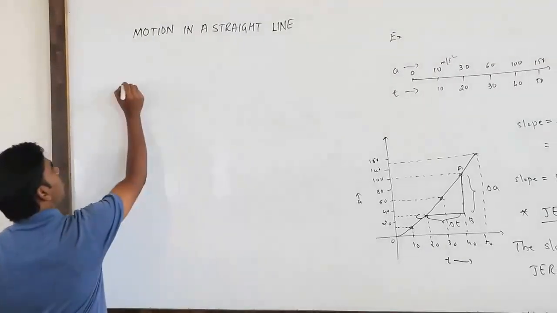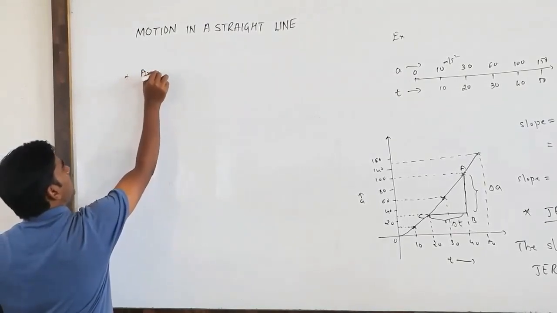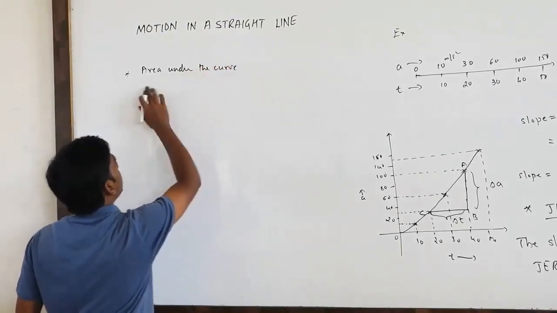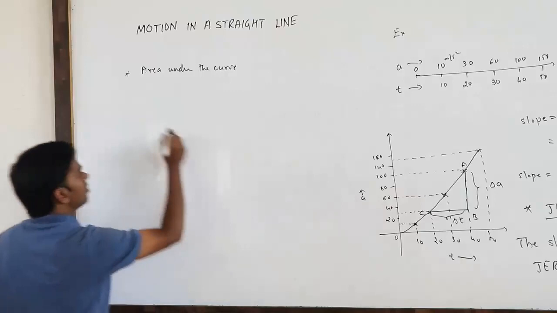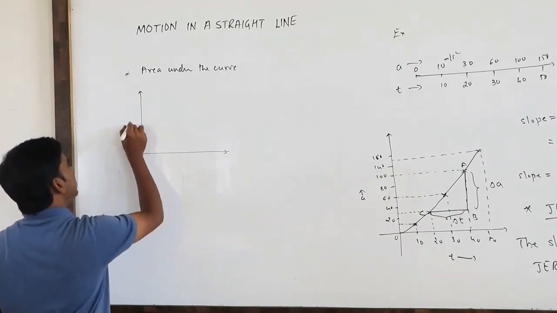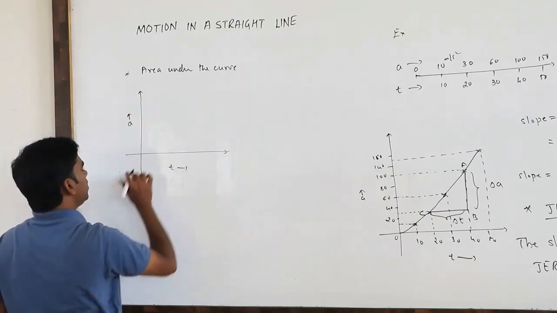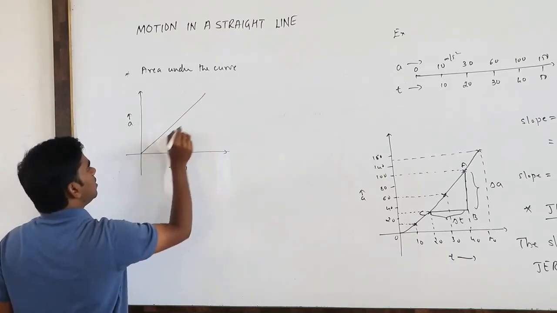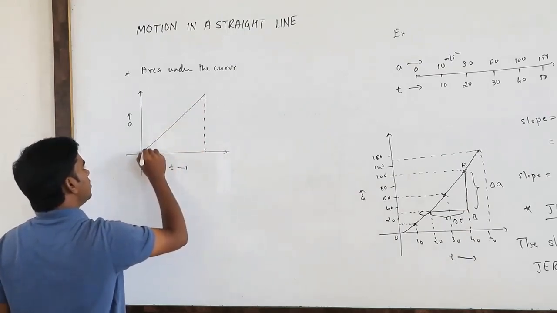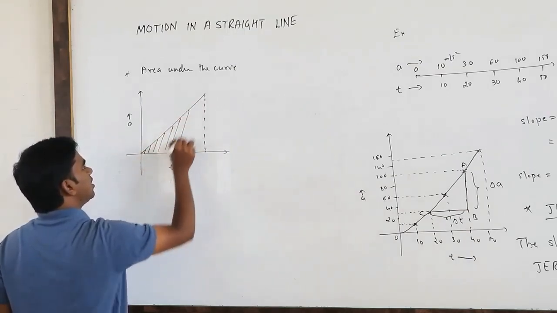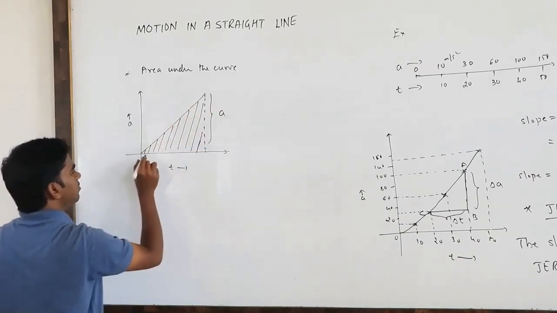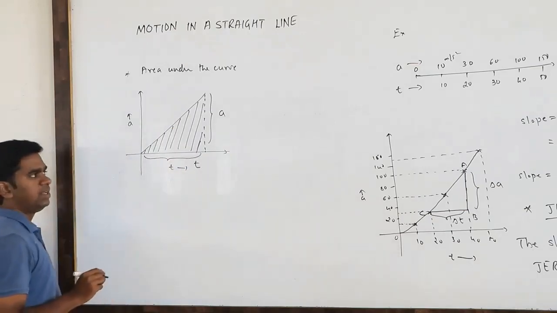Now one more question arises: what does the area under the curve give you? Suppose I take the same example here, with acceleration here and time here. If you want to calculate the area, this is going to be our area. From here to here it is acceleration, and from here to here it is time taken.